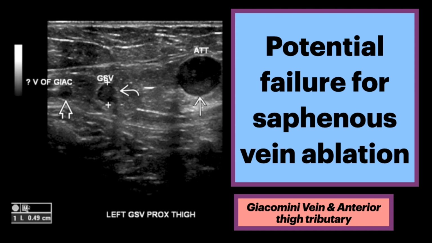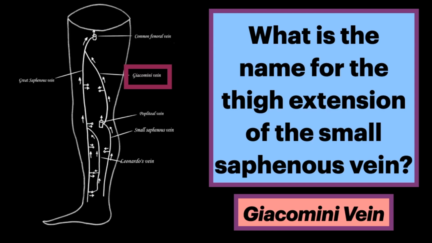This axial ultrasound of the proximal thigh, just inferior to the saphenofemoral junction, shows that the anterior thigh tributary, which is a different variant, is much larger than the great saphenous vein. A small Giacomini vein is also present. Now you know about the Giacomini vein and some parts of the small saphenous vein.